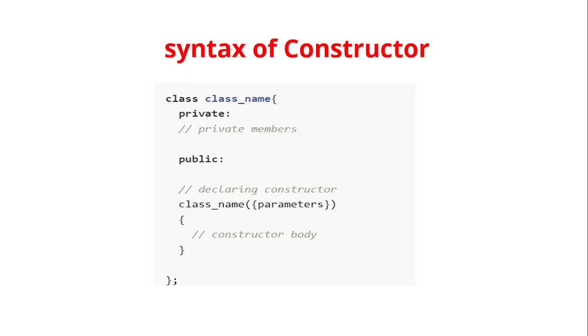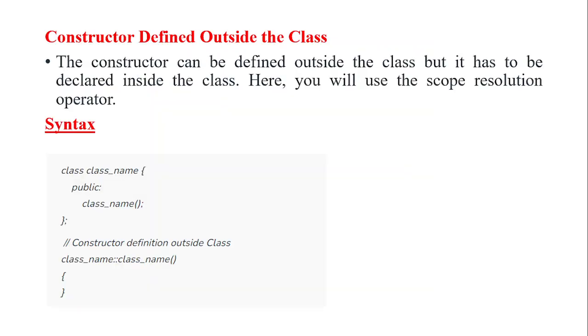Let us see the syntax of the constructor. Class name, private, you can have the private members, then public. So now here it is class name and within the bracket we give the parameters. Now your class name and the constructor name are same, right?